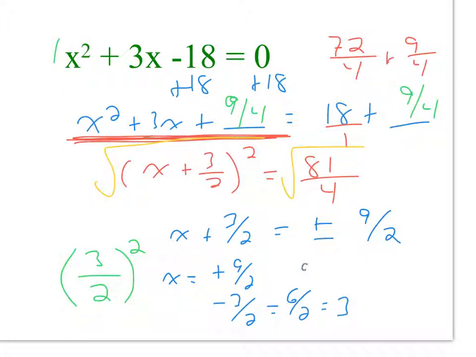Or x equals negative 9 halves minus 3 halves, which of course is negative 12 halves, which equals negative 6. And notice now we have once again the same answers, negative 6 and positive 3.